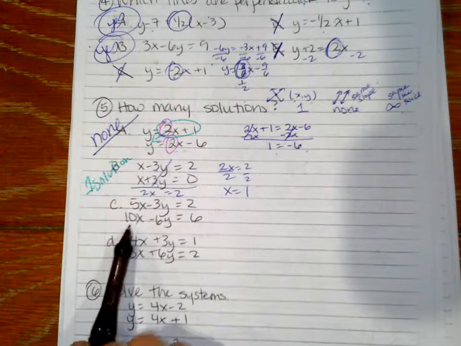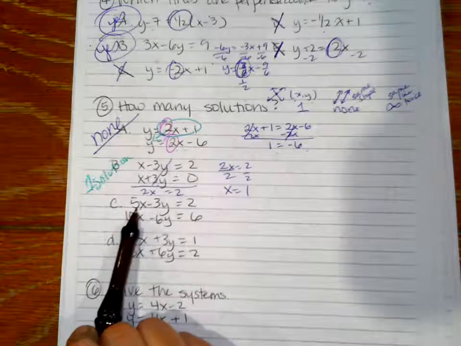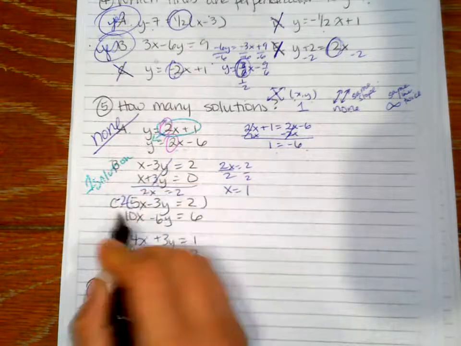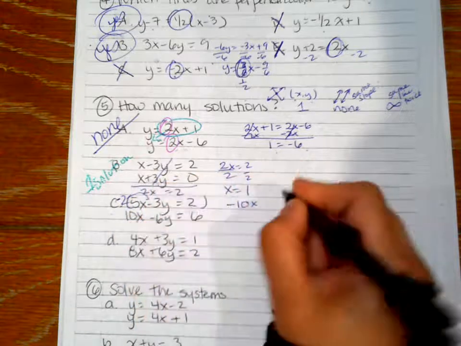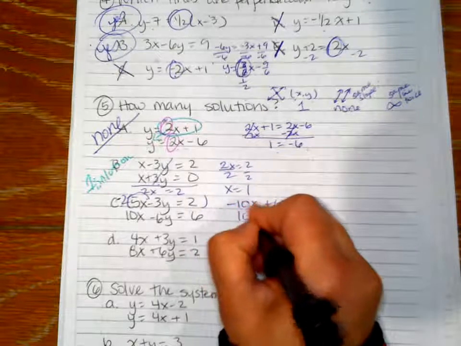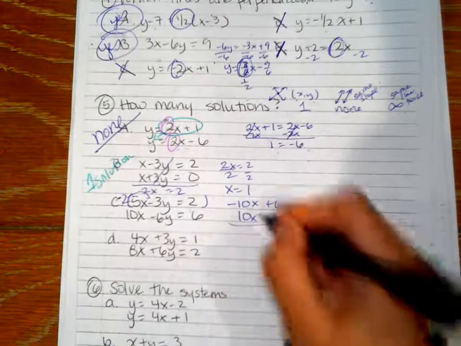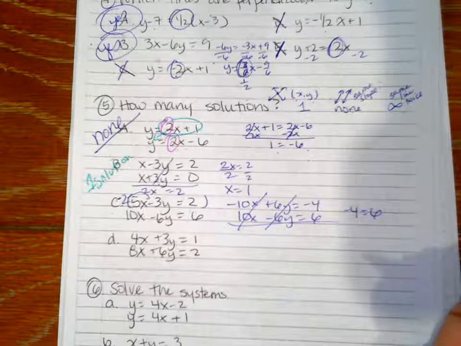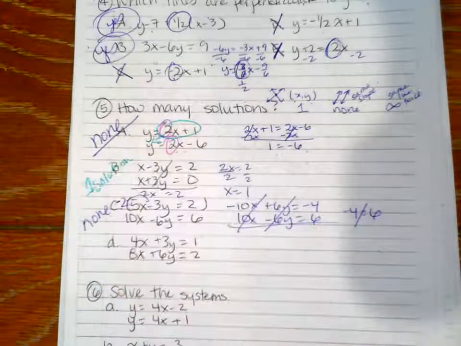Down here, I think for this one, I would just prefer to multiply the top by a -2. So when I do that, I'm going to multiply everything up here by a -2. That's going to give me -10x. I'm just distributing that, plus 6y equals -4. My second equation is 10x minus 6y equals 6. And if you look, both of my variables drop out and I get negative 4 equals 6. That's not true. So that's another no solution. That has no solutions.